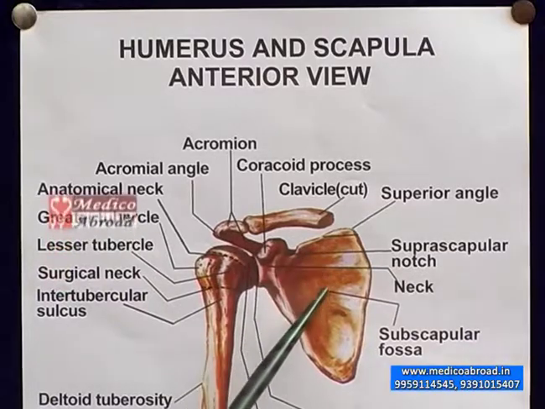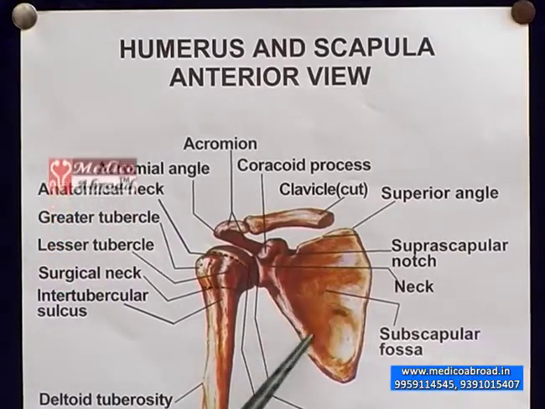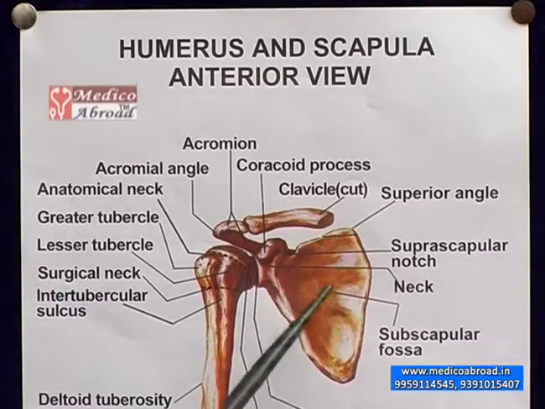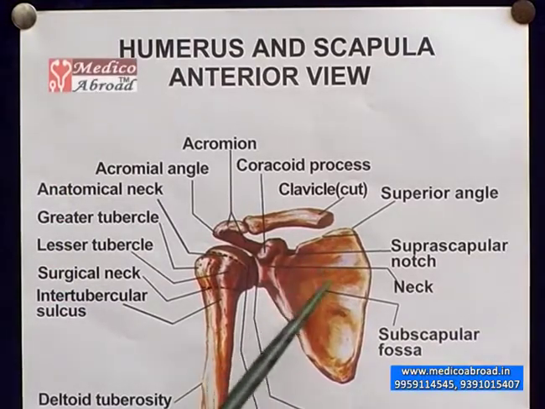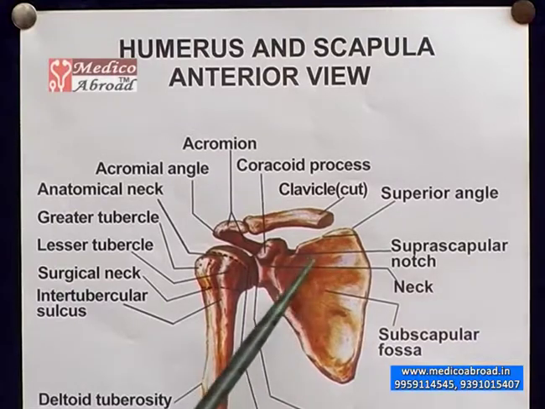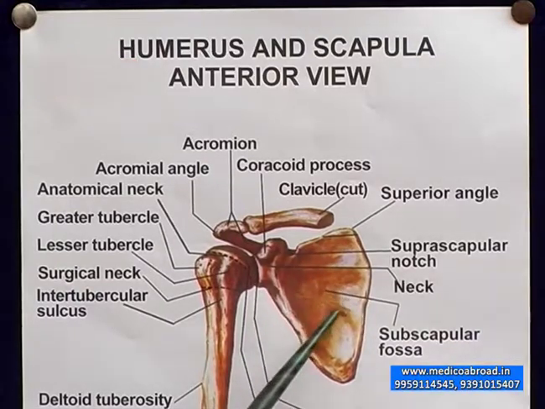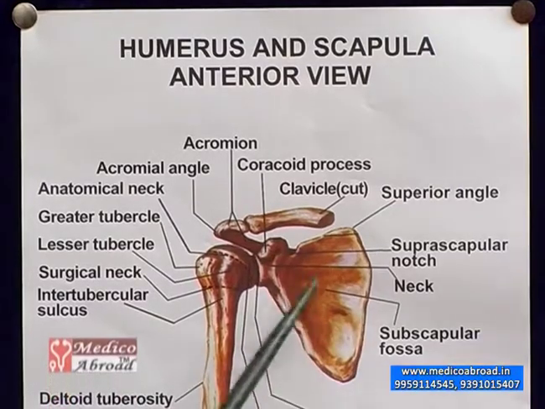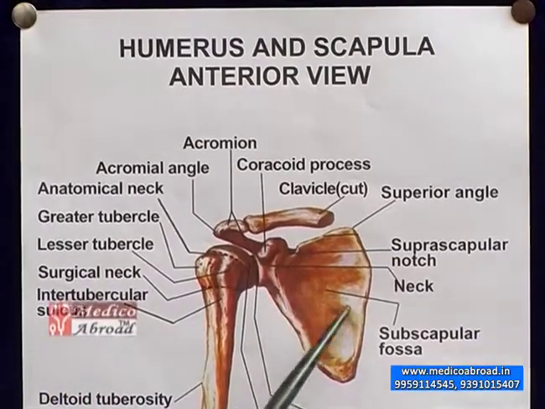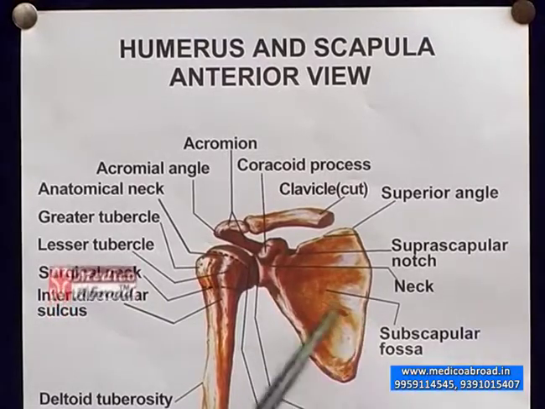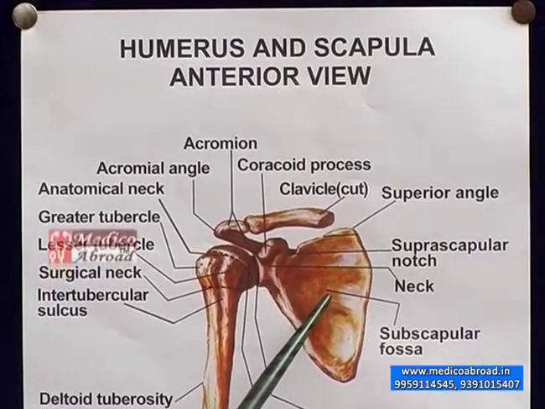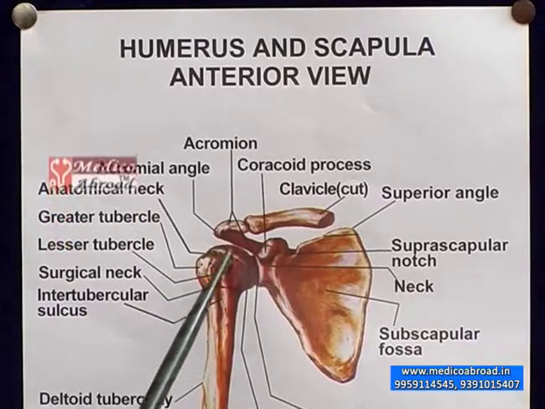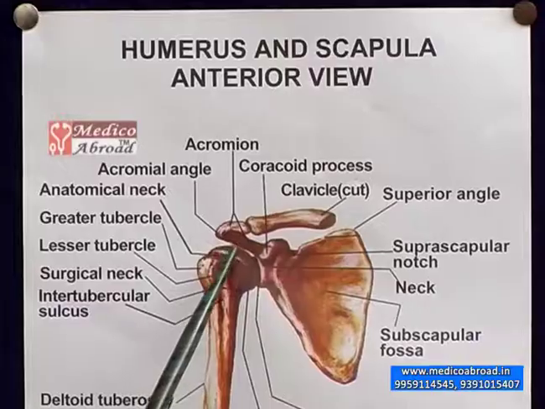Now this is the anterior surface of the scapula, and this anterior surface shows you the subscapular fossa. This can also be called the costal surface of the scapula. The subscapular fossa gives origin to the subscapularis muscle, and if you remember, this muscle is an integral part of the rotator cuff.